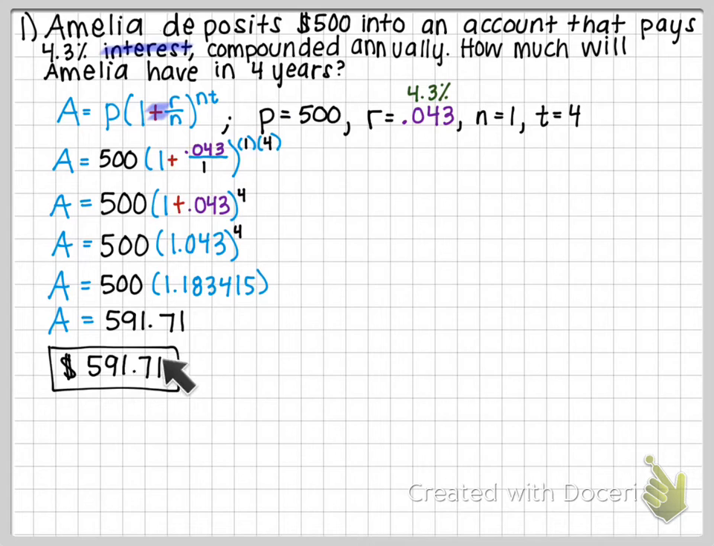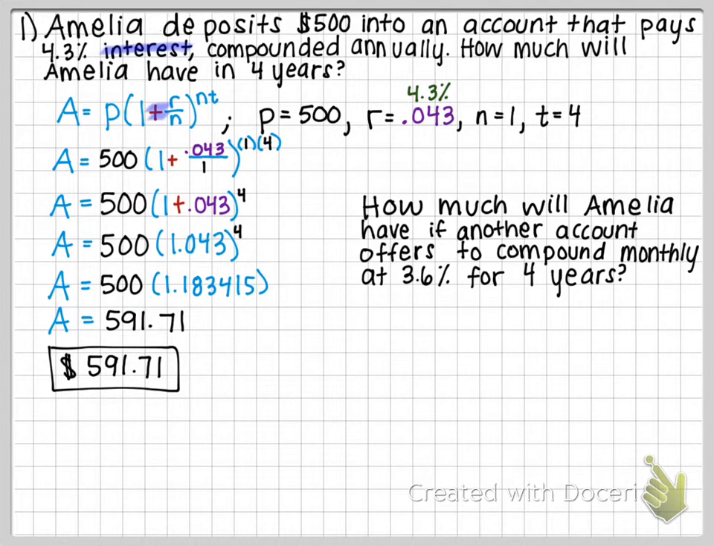She's going to have $591.71 after 4.3% interest. Okay? And so the reason we round off to the nearest hundredth at the end is because it's money, and we can't have more decimal places than that. How much money will Amelia have if another account offers to compound monthly at 3.6% for 4 years?